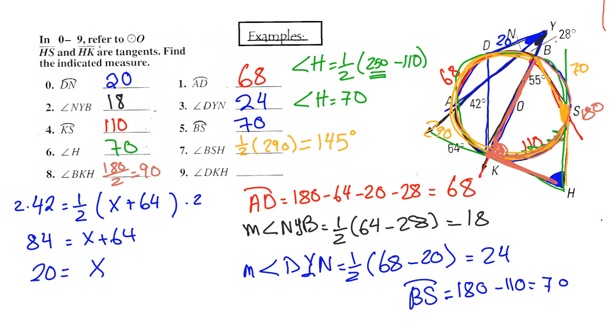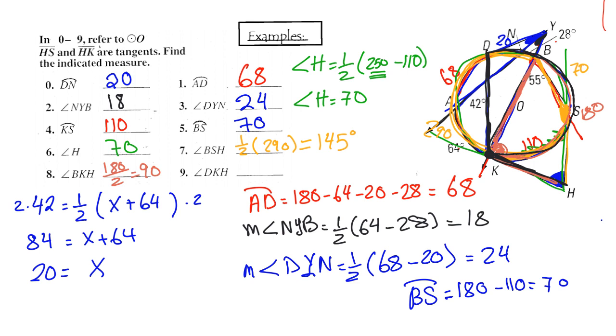Finally, I have one more angle to go, which is DKH. So let me draw this angle. DKH. Again, this is considered an inscribed angle because the vertex is on the circle. The intercepted arc is all of the way here.